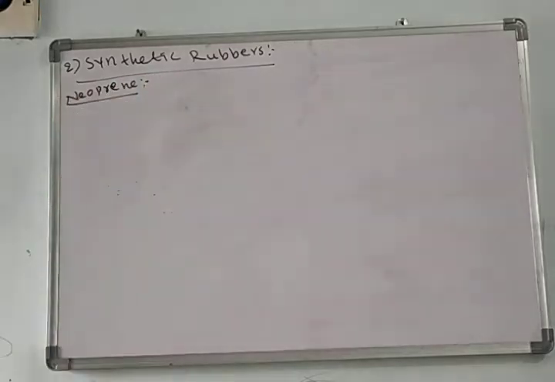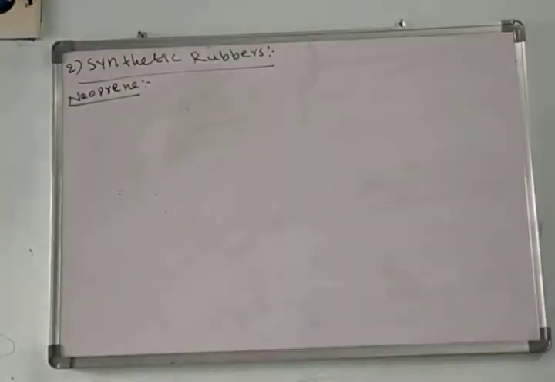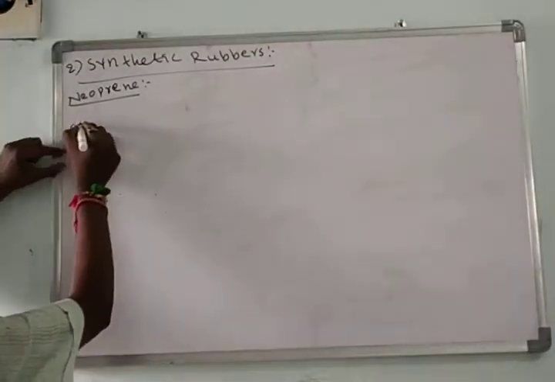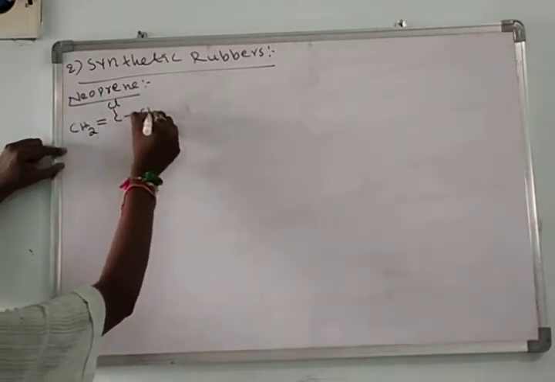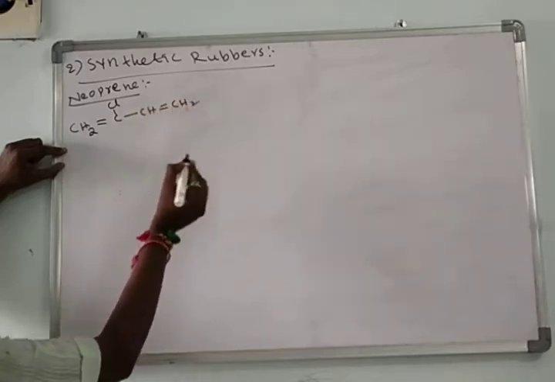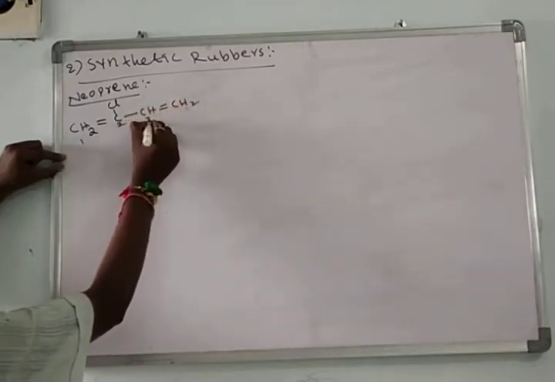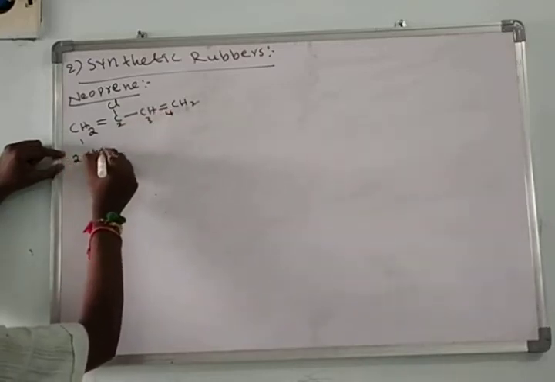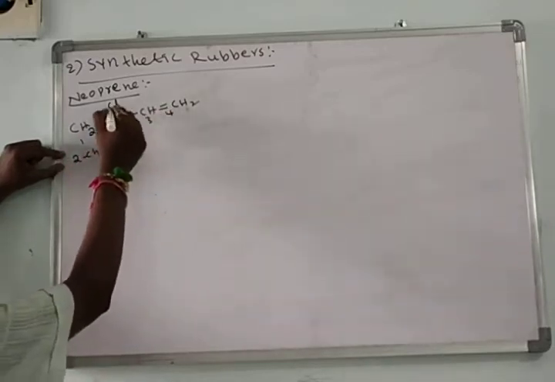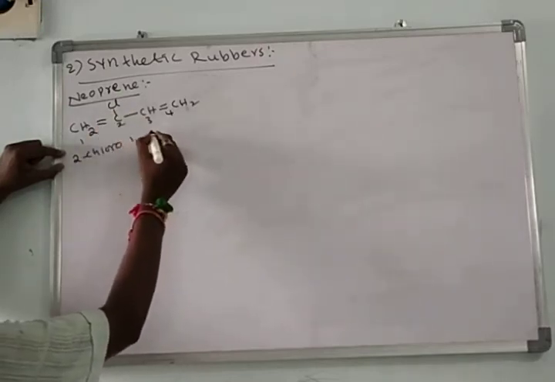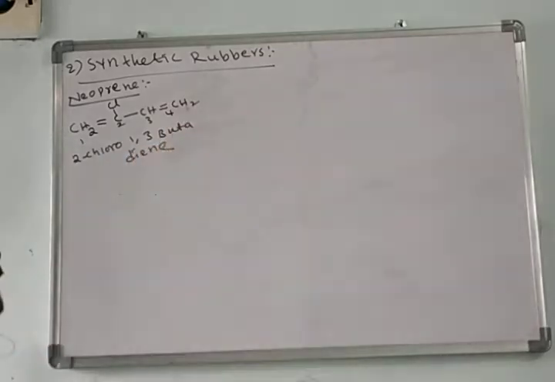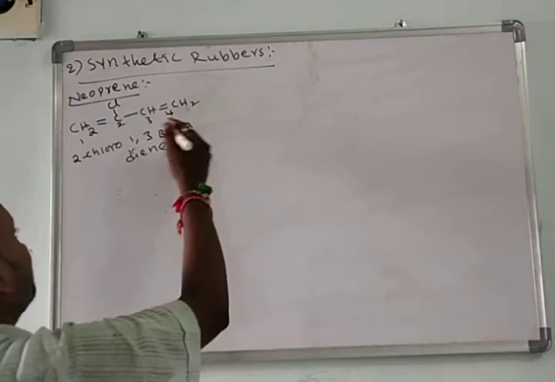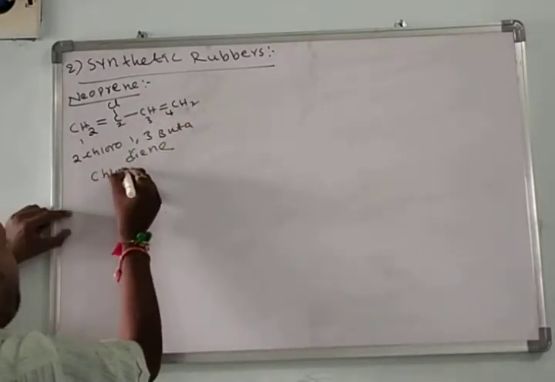Neoprene is a polymeric compound of chloroprene. Here I am taking chloroprene, CH2 double bond, here Cl, and here CH double bond CH2. What is the name of this one? 1, 2, 3, 4. At the second position we have chlorine, so 2-chloro-1,3-butadiene. This we call chloroprene.